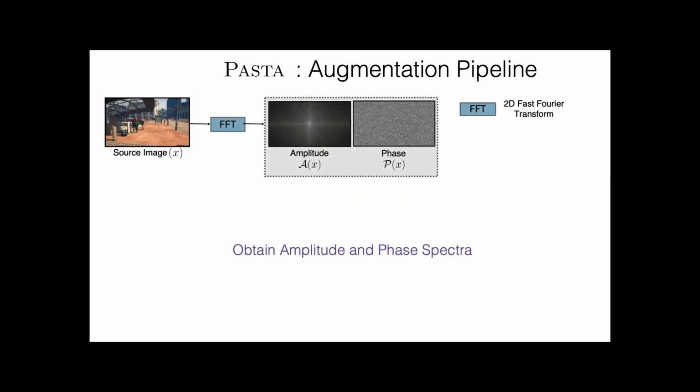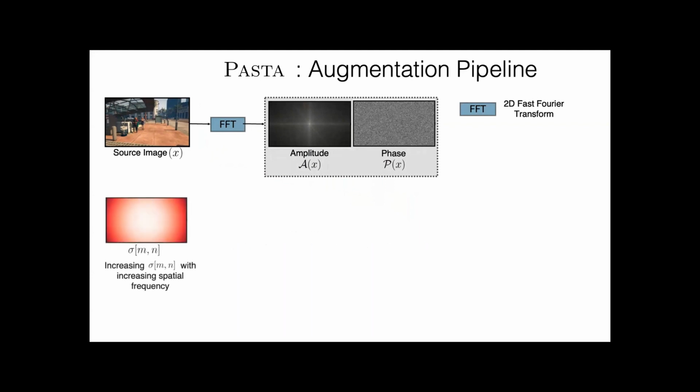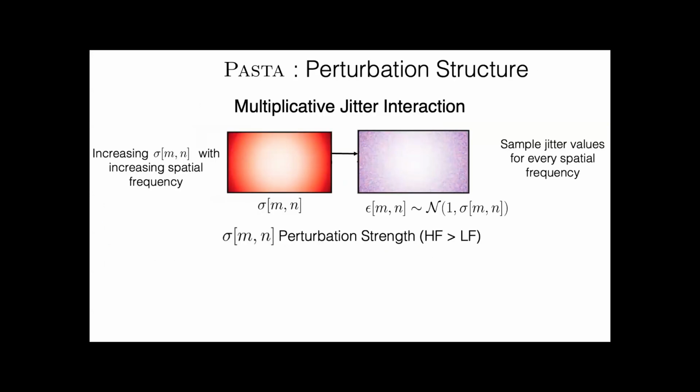So we're going to start with our simulated image. And then we're going to take an FFT, and get the amplitude and the phase spectrum. Now, prior work has shown that the amplitude spectrum controls things that have to do with the style of the image, and the phase controls things that have to do with the content. We don't want to modify the content, so we're going to keep that one fixed. We're going to focus our efforts on augmenting the amplitude. And we're going to augment it in a particular fashion that focuses on making sure that we have higher perturbation at those higher frequency spectrums.